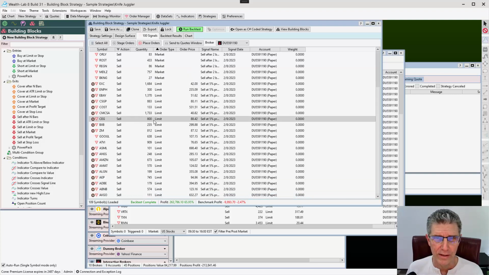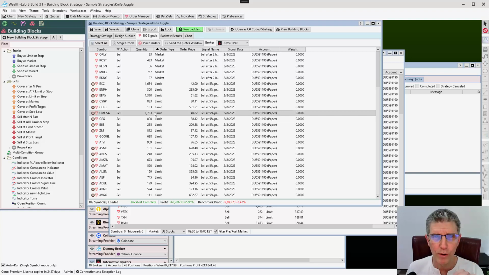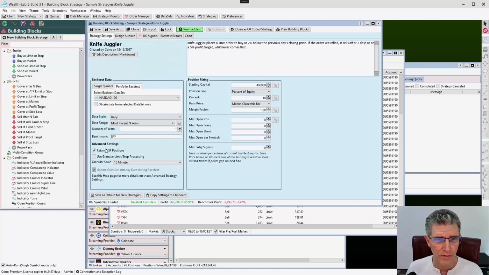So this is a pretty important point, that if you're trading with NSF positions, especially a dip buyer like this, where you have many NSF positions, it limits the number of candidates for the next day, okay? So we're going to see how that changes when we run this without retain NSF positions. So let's go ahead and do that.